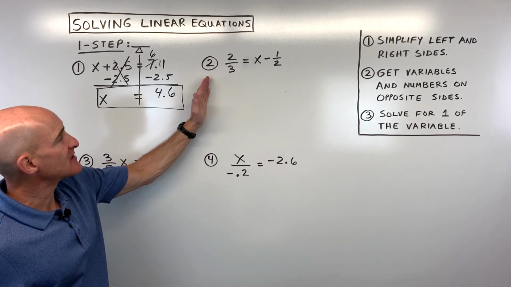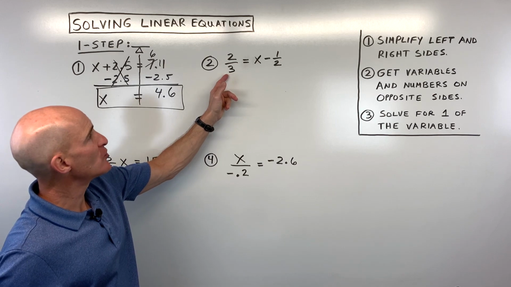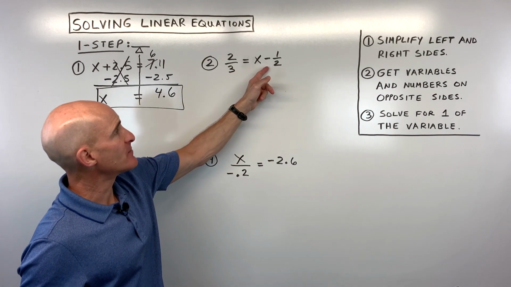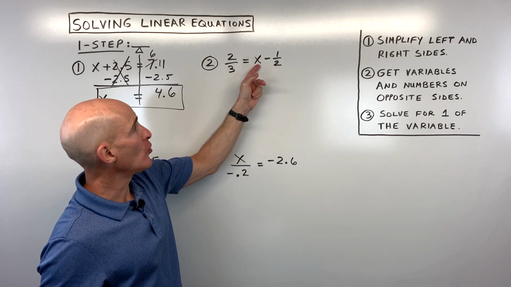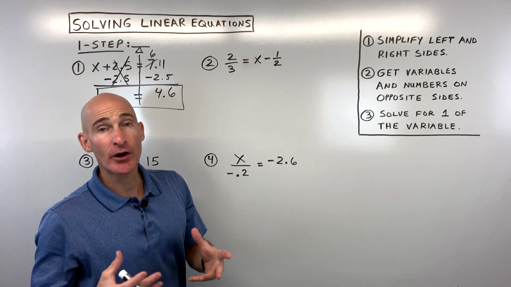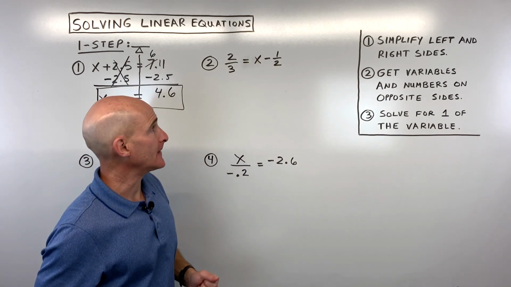Okay, let's go to example number 2 now. Here we have 2/3 is equal to x minus 1/2. Again, our goal is always to find out what the variable is. That's our mystery number, our unknown quantity.